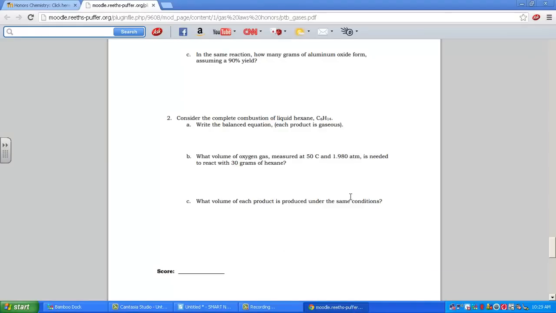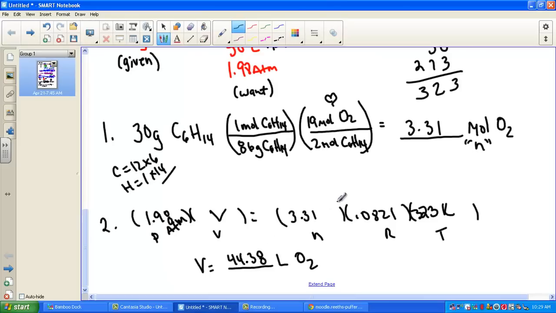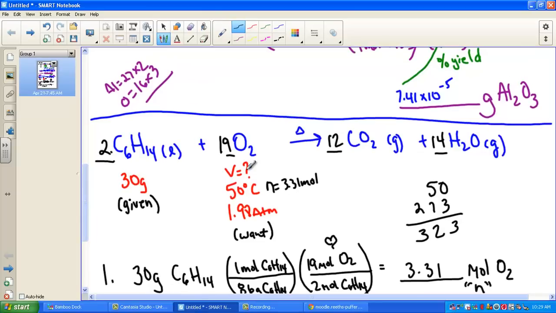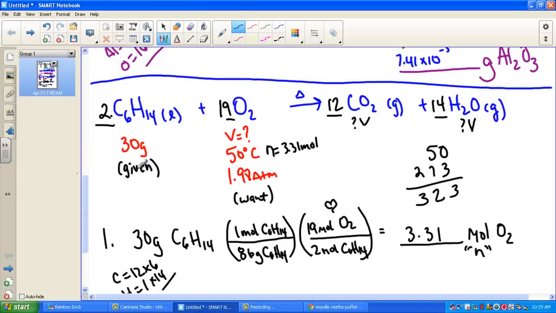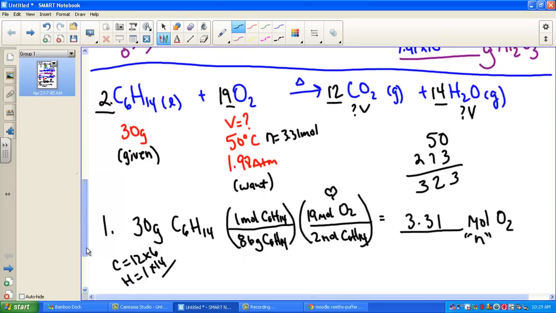What volume of each product is produced under the same conditions? So we have 2 more products here to calculate for. We calculated for the volume of oxygen. We're also calculating for the volume of carbon dioxide, and we've got to calculate for the volume of water. Well, interestingly, we have the mass given, and when we went to calculate volume of oxygen, we had to do a stoichiometry problem to get moles of oxygen. Notice that every one of these coefficients is different, and that's by design from when we balanced our equation. So we'll have to find the new mole ratio and then put it into a PV=nRT problem.